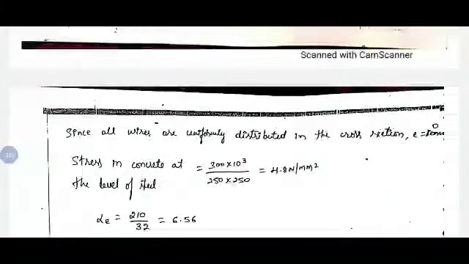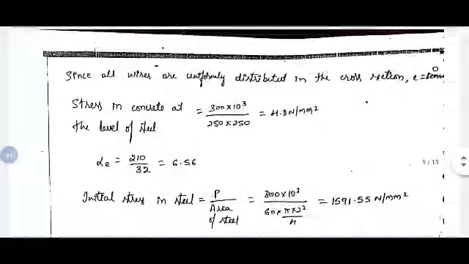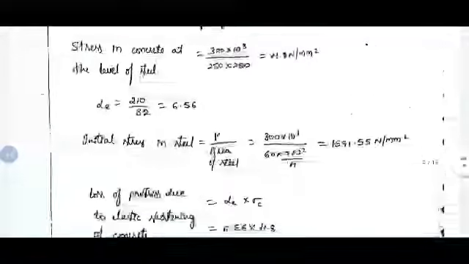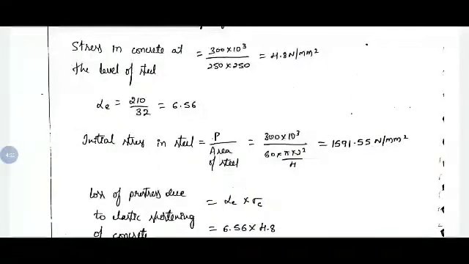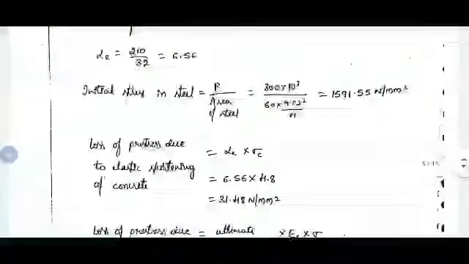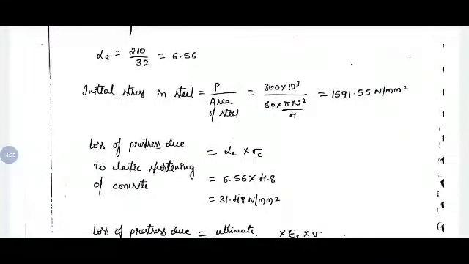So eccentricity is 0. Stress in concrete at the level of steel, since eccentricity is 0, Y will also be 0. So it is only P by A, sigma C is 4.8 Newton per mm square. Alpha E, modular ratio. Initial stress in steel is pre-stressing force upon area of steel. We have 60 wires of 2 mm diameter, so it is 1591.55 Newton per mm square. Then loss due to elastic shortening is modular ratio into sigma C.